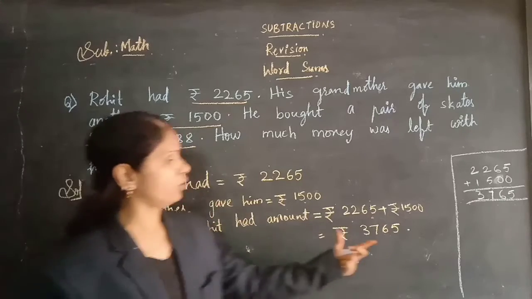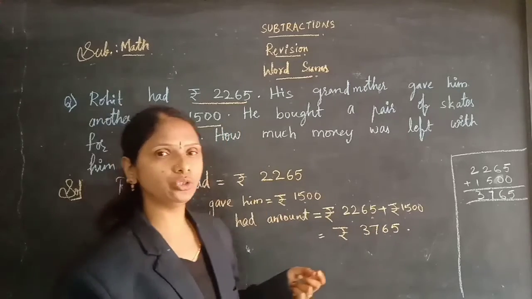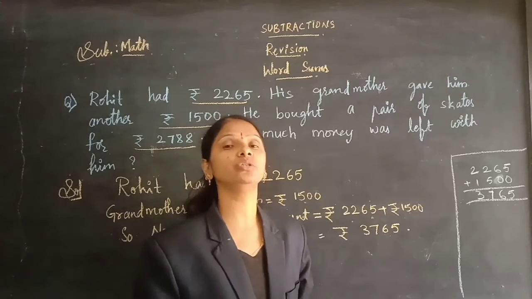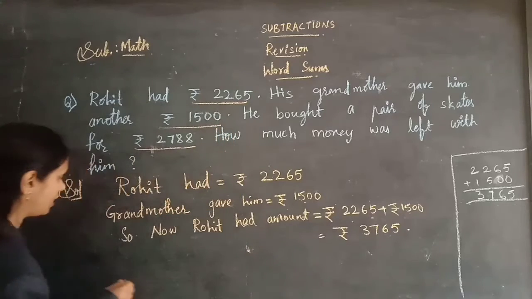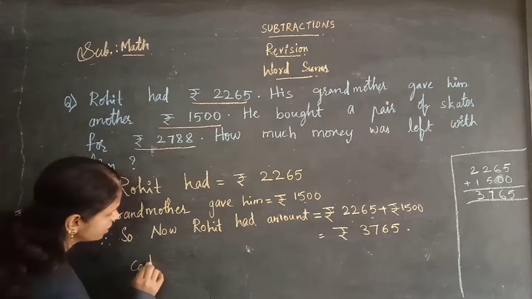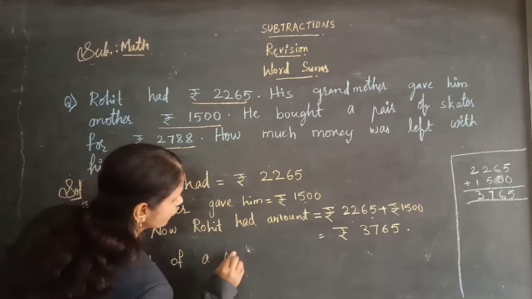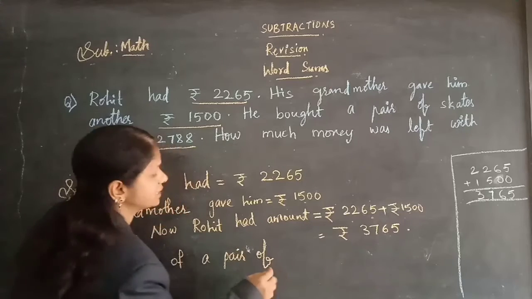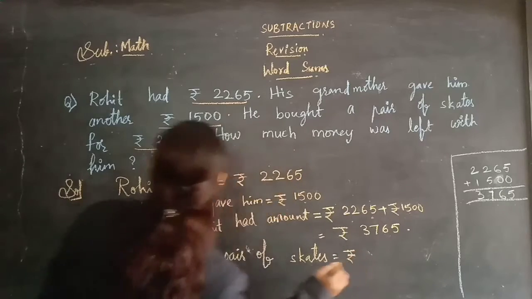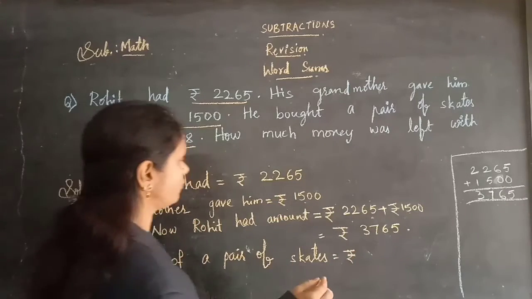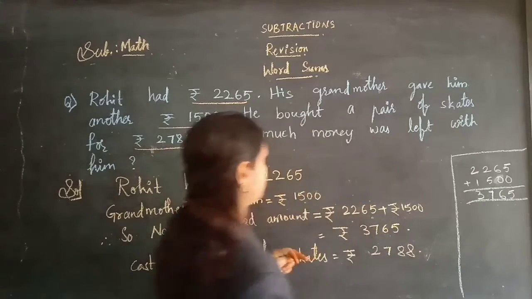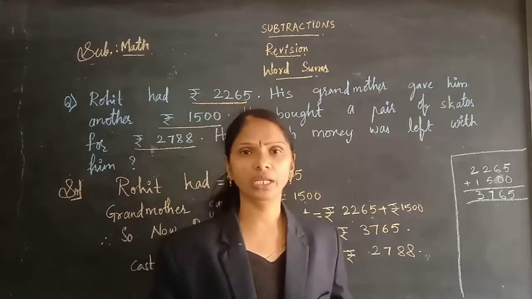Now from this amount he purchased skating shoes. That means the amount will decrease, no children? When the amount decreases, you need to subtract. Okay, come on, write here. So now, first you write here, cost of a pair of skates. Skates are nothing but skating shoes, children. What is the cost of a pair of skates? 2788 rupees. Now we need to find the remaining amount.